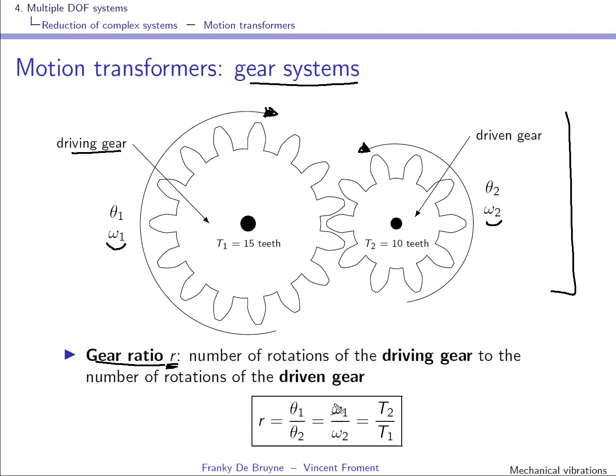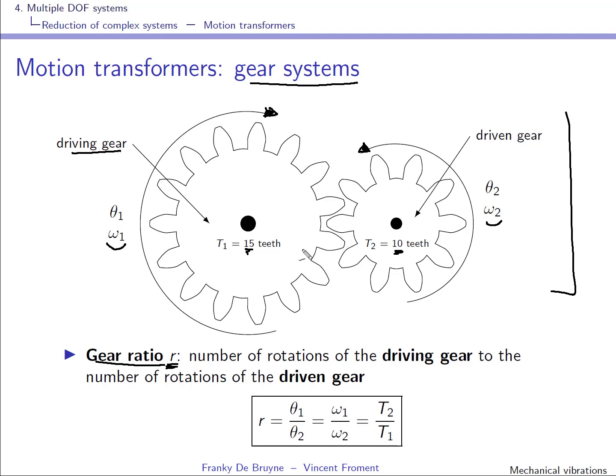You can write also this gear ratio as a function of the rotational speeds, so it's omega 1 divided by omega 2. Okay, so in this example you have that this wheel here has 15 teeth, whereas the other one has only 10, and you can see of course that this one will be turning faster than the other one.